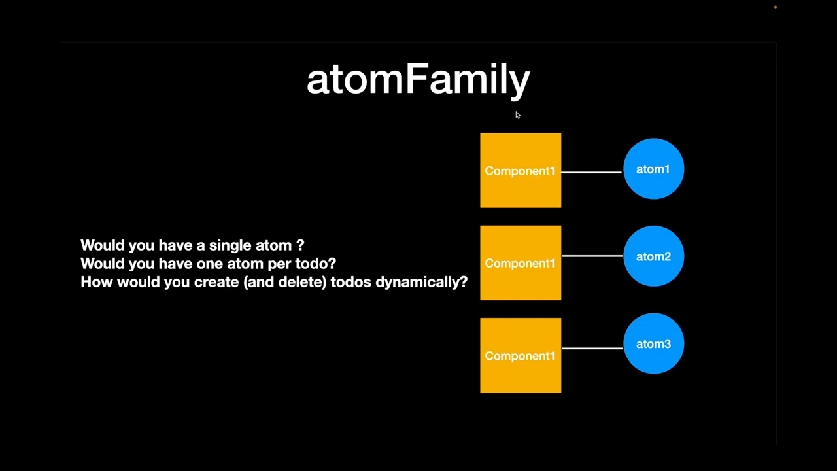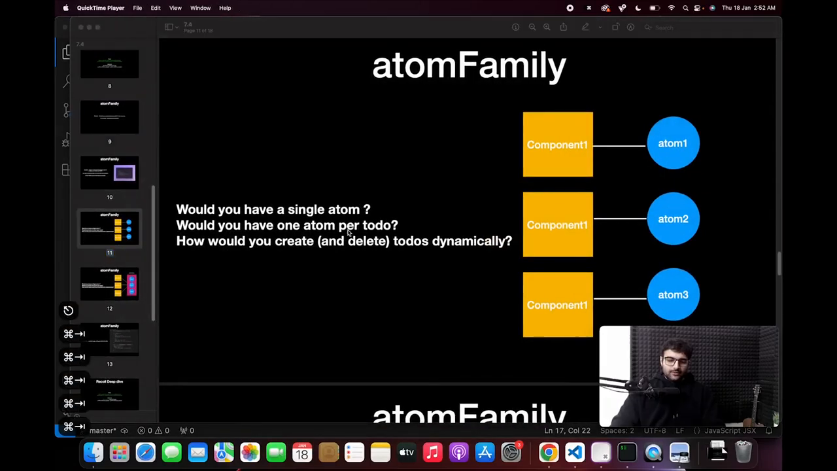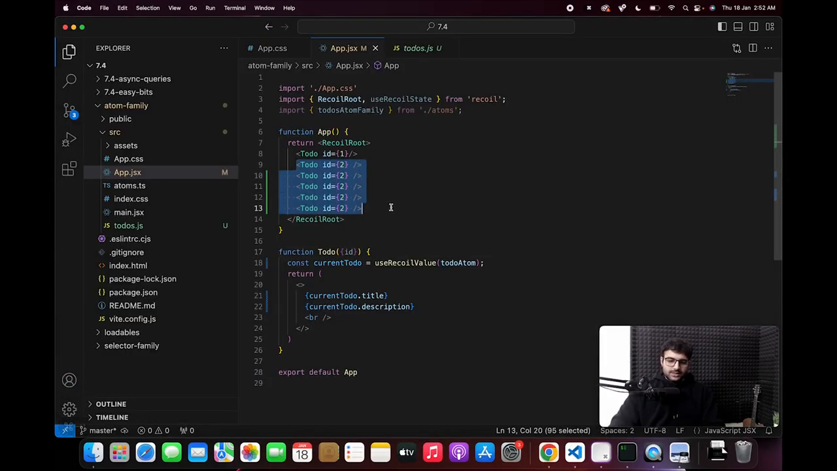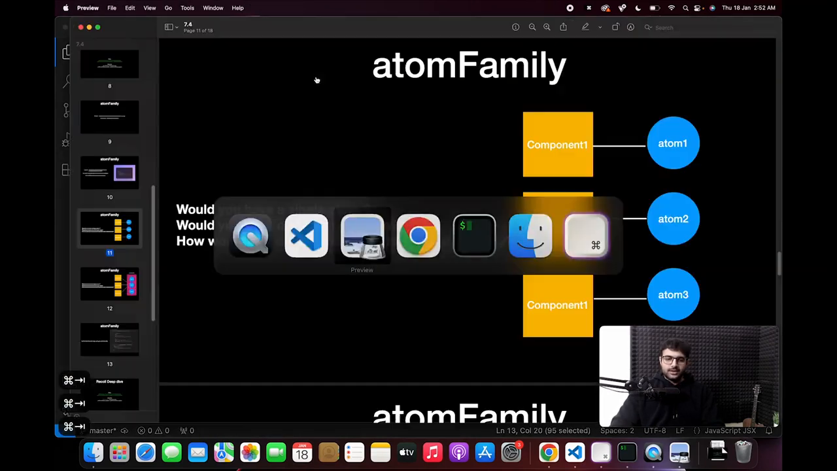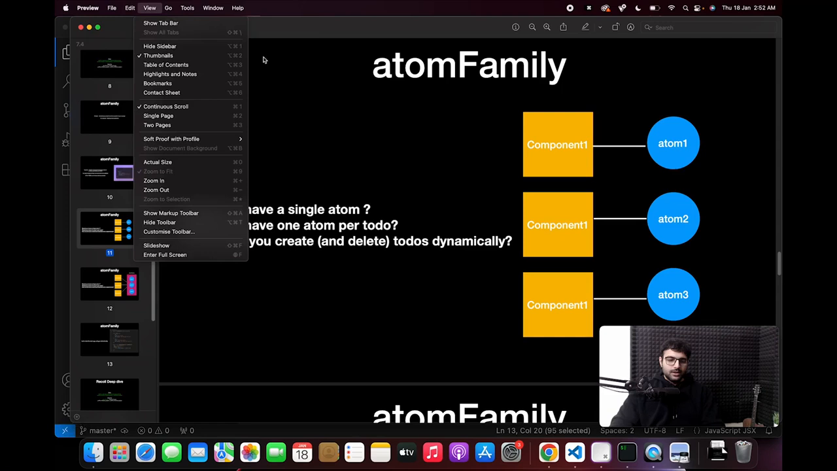Basically something like this. Every component needs to have its own atom now, and you have to dynamically create them and delete them. And if a component is rendered twice, then that specific component, if the ID is the same, needs to hit the same atom. So if all of these have the same ID, 2 over here, they need to reach the same atom in the end. How would you solve this problem? And the answer is using atom family.